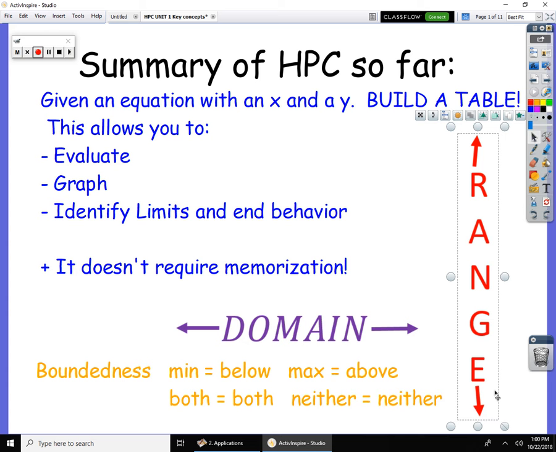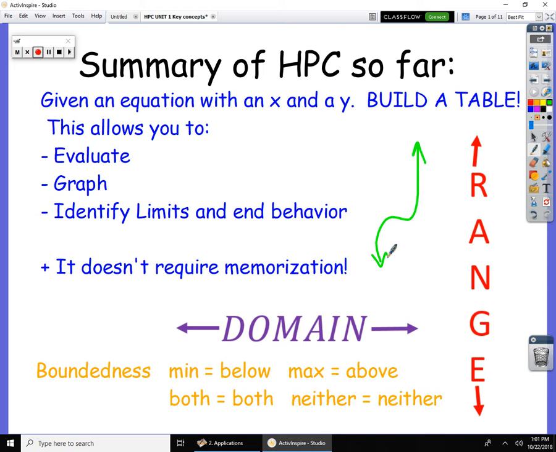What did I say for neither? So if I have a function like this, for instance, x cubed, that looks like this if you look at my arms, it's pointing up and pointing down. I don't know the absolute max or the absolute min, so this would be neither. It's not bounded at all. Cool? Okay.